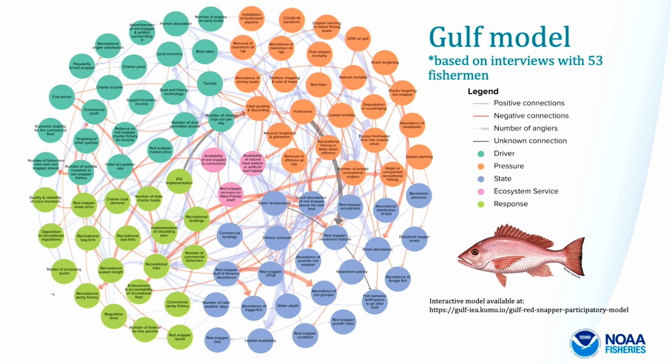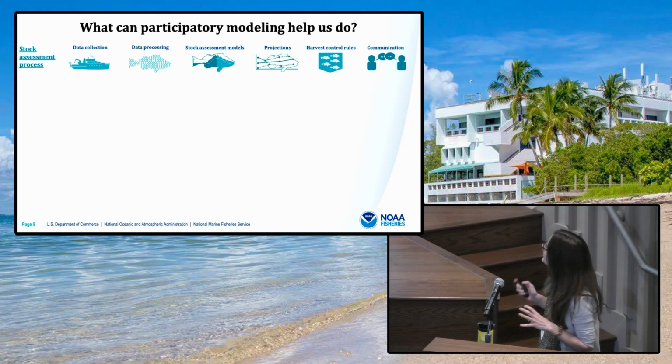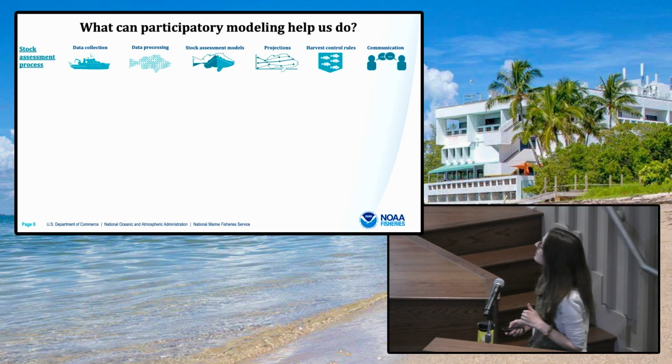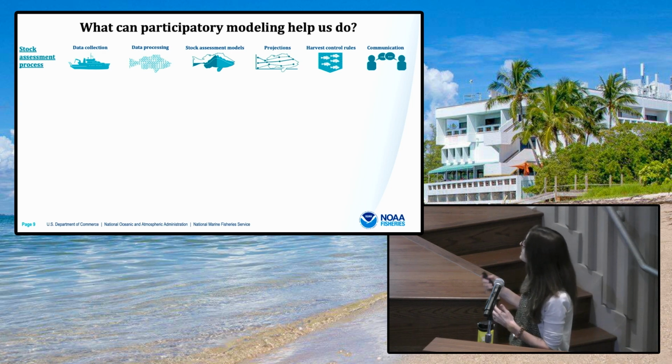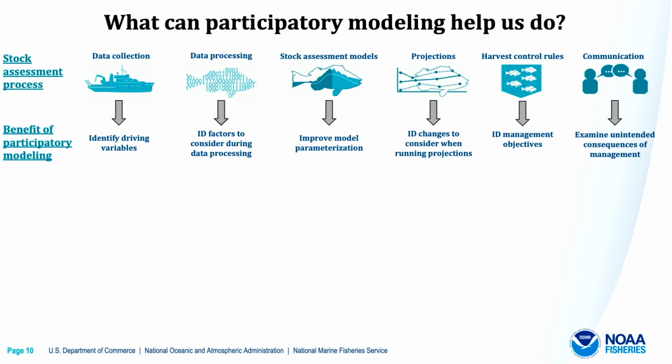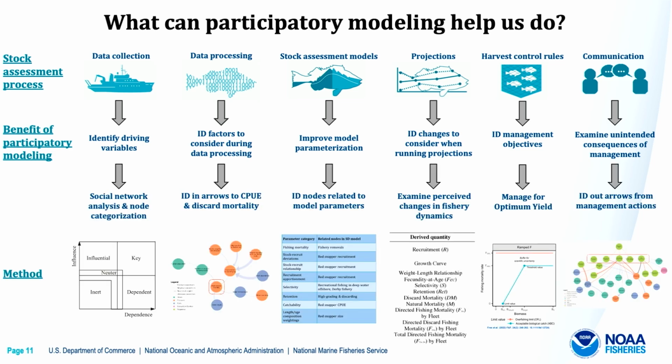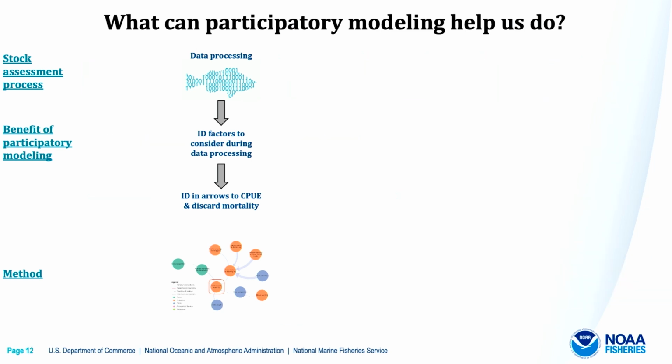But now the question is, okay, we have this beautiful model. What do we do with it? Their next step was to break down the stock assessment process into these 6 steps. Then we identified the benefit of participatory modeling to each of those steps. Using the red snapper model as a case study, we came up with a specific methodology for incorporating that information into each of the steps. I don't have time to go through every single one today, but I'll give you a couple of examples.